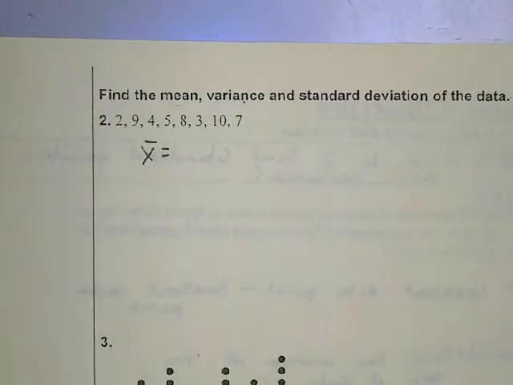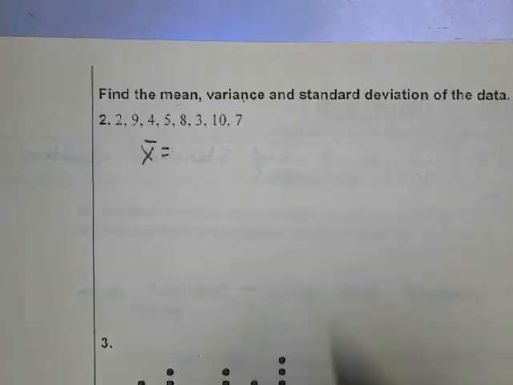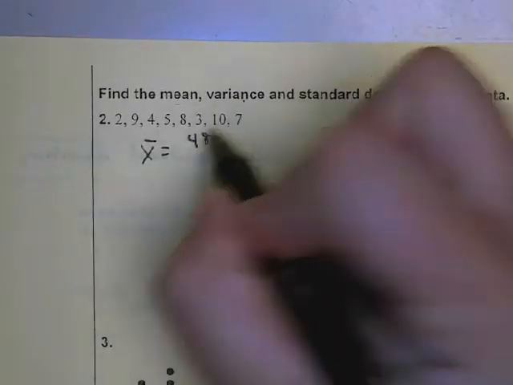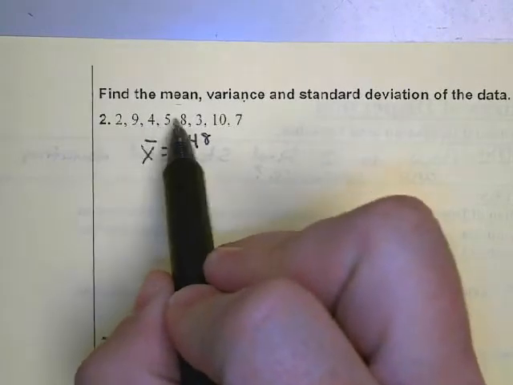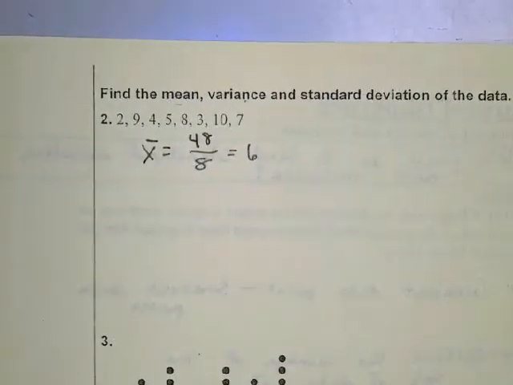X bar is equal to 2 plus 9 plus 4 plus 5 plus 8 plus 3 plus 10 plus 7. And you get 48, divided by 1, 2, 3, 4, 5, 6, 7, 8. And our mean is 6.